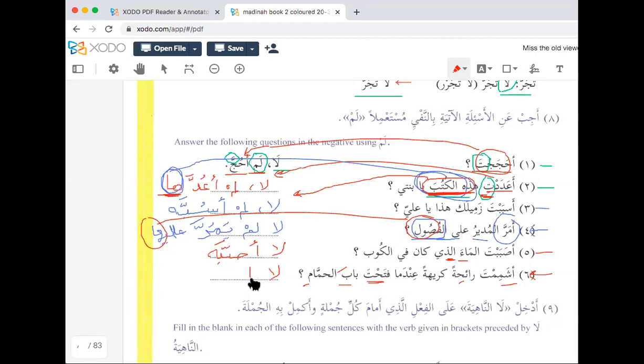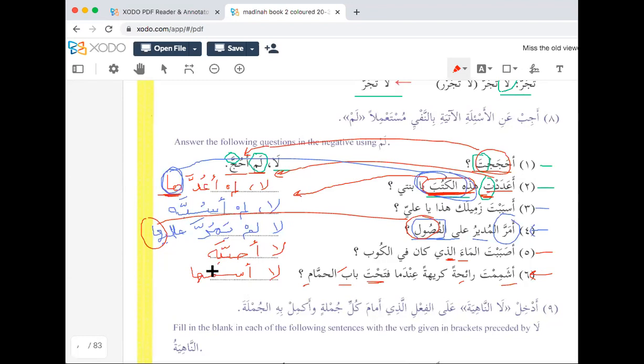لا أشمها. You don't need a kasra in the fi'al mudari'. Shamma yashammu. لا أشمها. Lam asham.